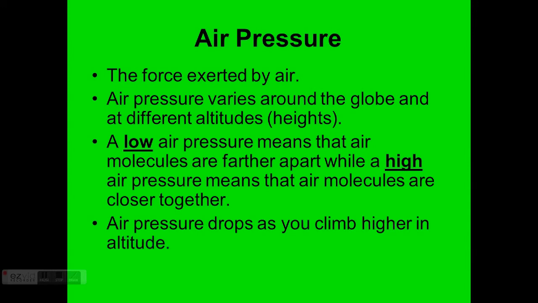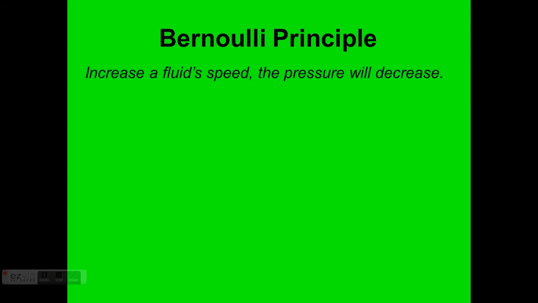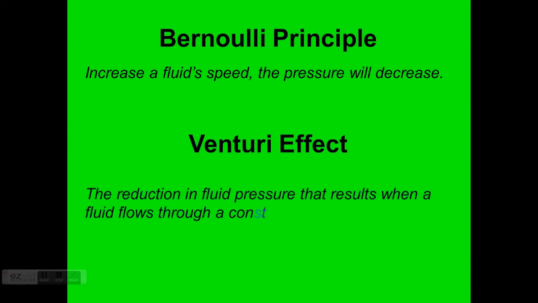Now, we have a couple of scientific facts to deal with here. There's a principle called the Bernoulli Principle. What Bernoulli said is that if we increase a fluid's speed, the pressure will decrease. And a man by the name of Venturi came up with the Venturi effect, the reduction in fluid pressure that results when fluid flows through a constricted section of pipe.